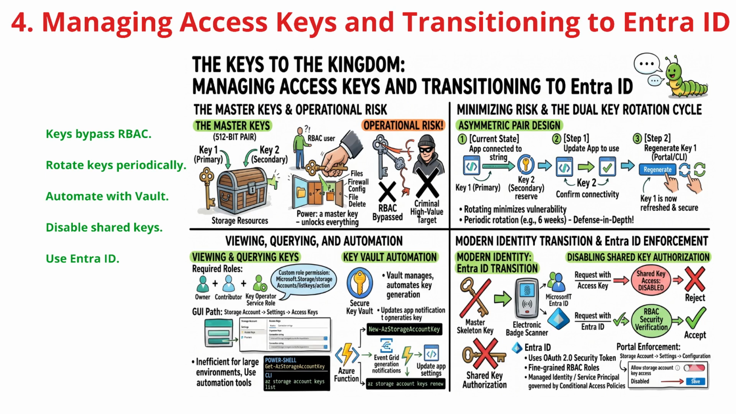To eliminate application downtime, Azure uses an asymmetric pair design, allowing your apps to safely swap to a reserve key while you rotate and regenerate the primary one via the portal, PowerShell, or CLI. While you can fully automate this lifecycle using Azure Key Vault, the ultimate security strategy is trading these master skeleton keys for modern electronic badge scanners. By completely disabling shared key authorization, you force every single request to authenticate using fine-grained, token-based Microsoft Entra ID.